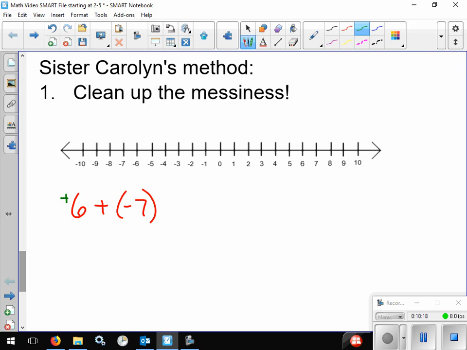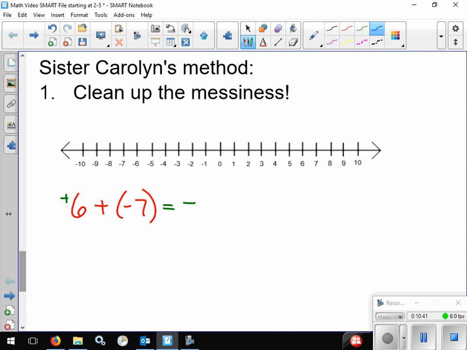The rule would say you find the absolute value of each number. All right, the absolute value of 6 is 6. The absolute value of negative 7 is 7. So the negative 7 has a greater absolute value, so your answer is going to be negative. And it's going to be negative what?